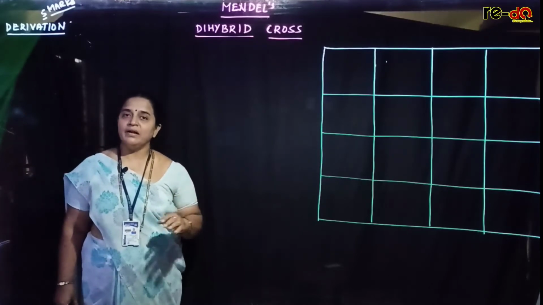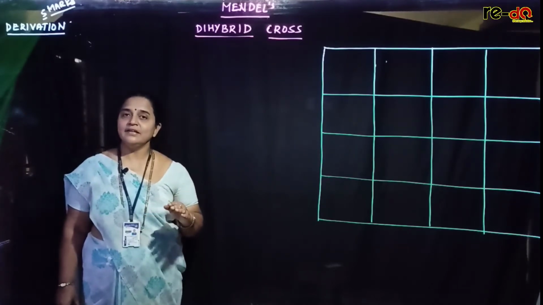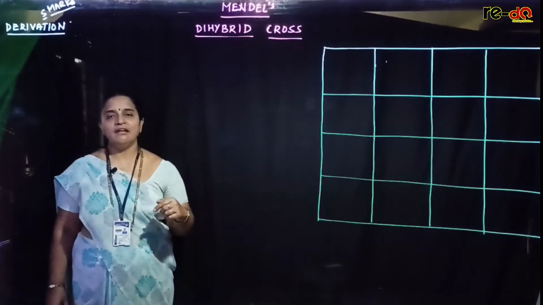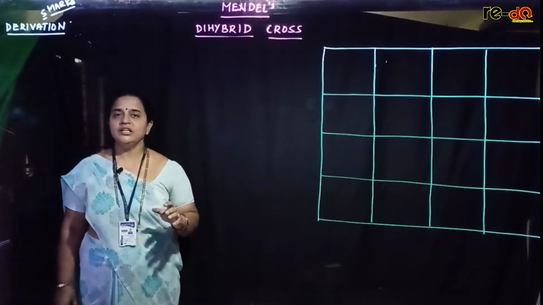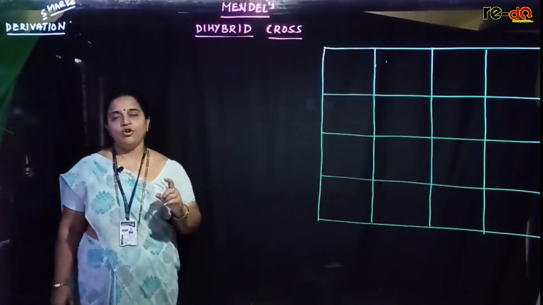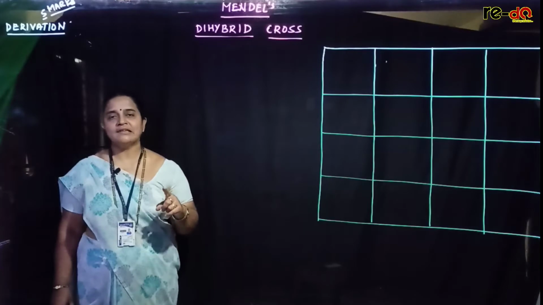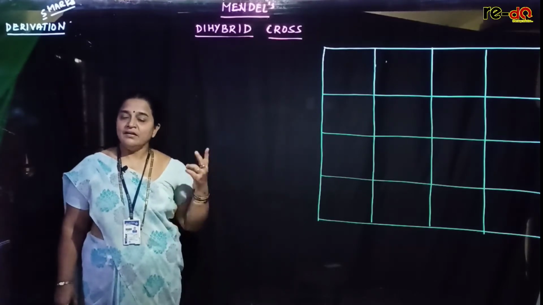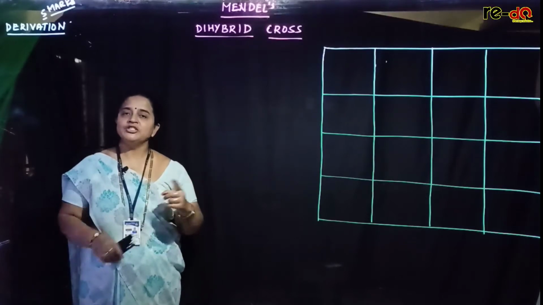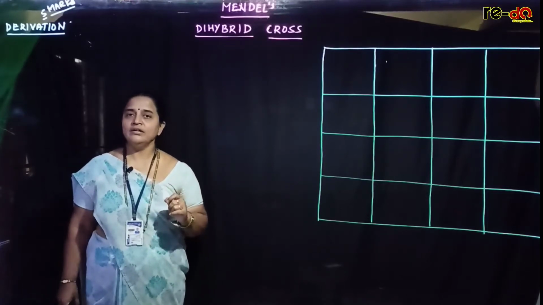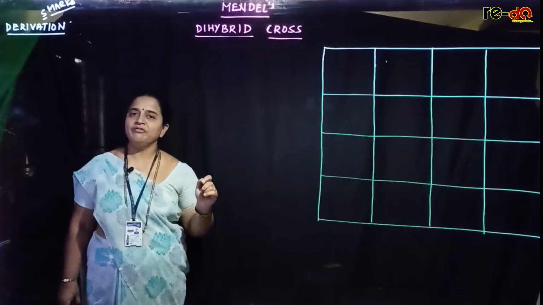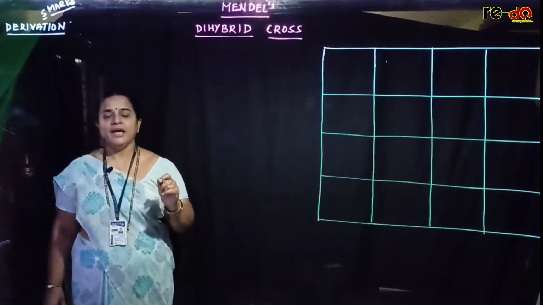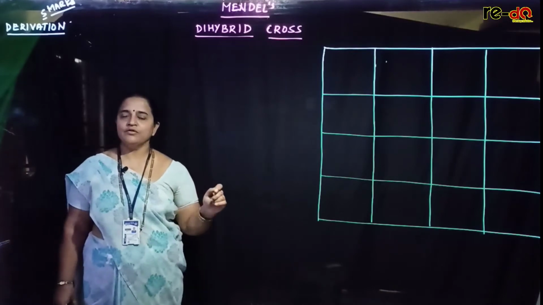Wrinkled green seeded feature is completely suppressed. When he allowed selfing, in the F2 generation, he got 4 combinations, of which 2 are parental combinations like round yellow seeded and wrinkled green seeded. But another 2, he got as recombinations among parents. For this, he called it independent assortment of the factors. This particular experiment explains the law of independent assortment.